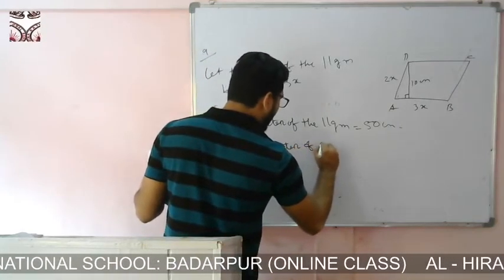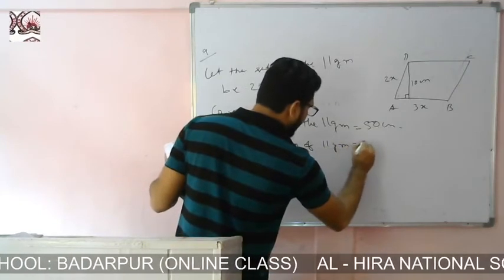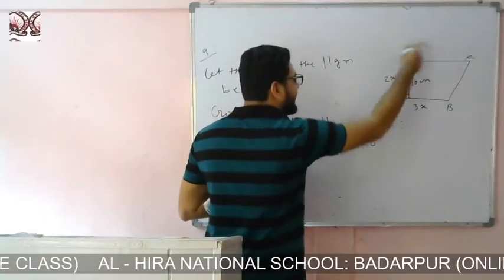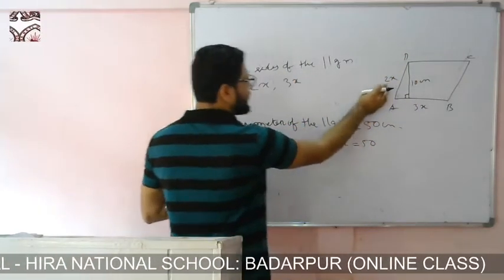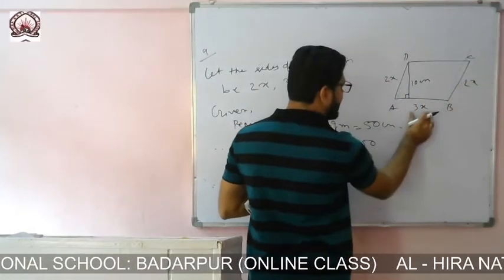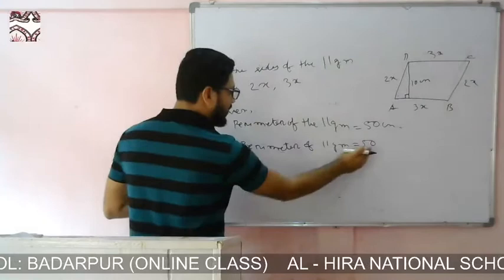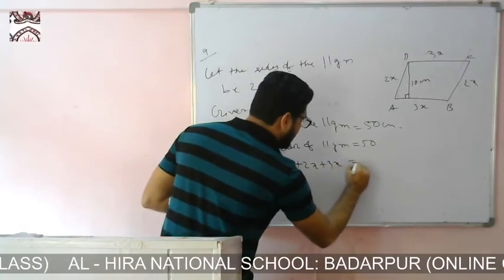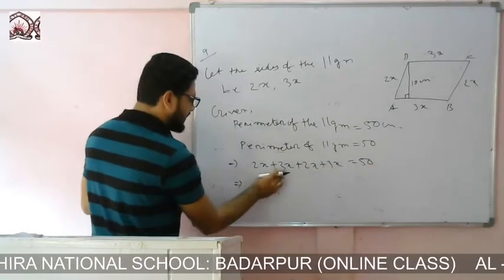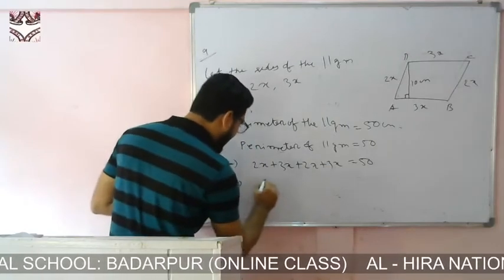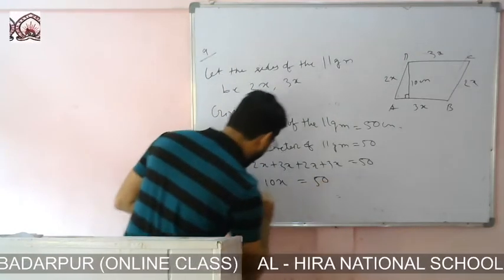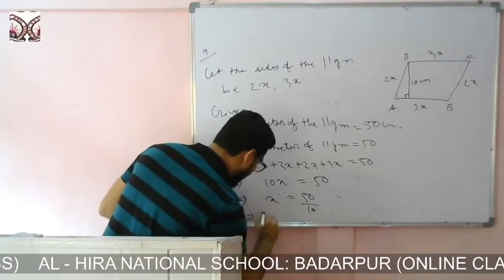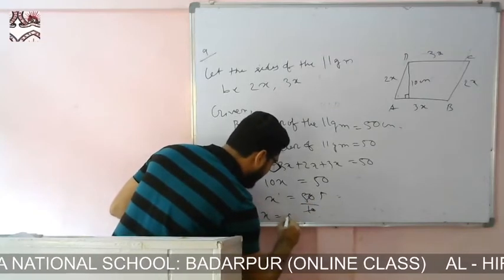So perimeter of the parallelogram is 50. Perimeter means if I add all the boundaries, if one side is twice x, then the opposite will also be twice x. If it is thrice x, this will also be thrice x. So twice x plus thrice x plus twice x plus thrice x equals 50. Now add 3 plus 2 is 5, 3 plus 2 is 5, 5 plus 5 is 10x equals 50. Now we can write x equals 50 by 10. That means x equals 5.